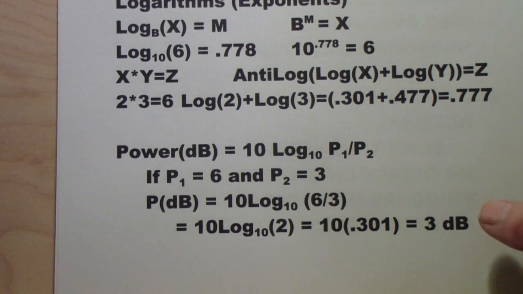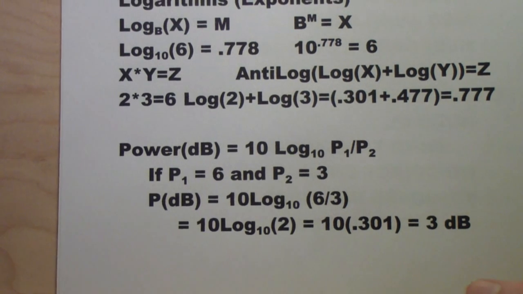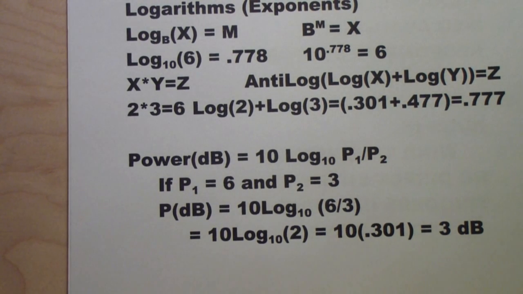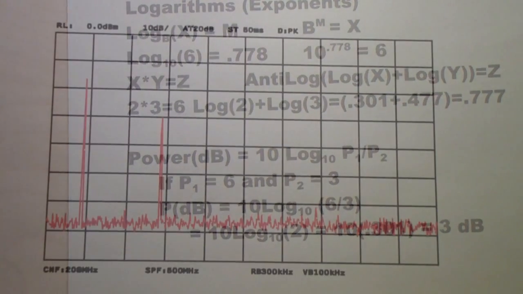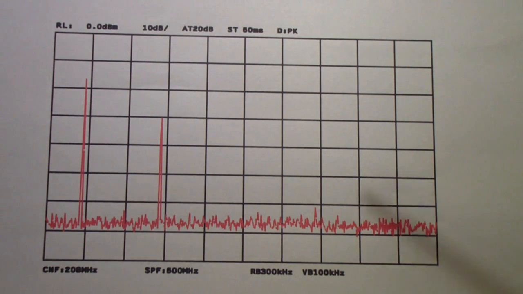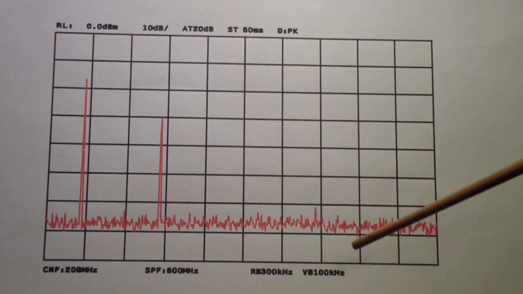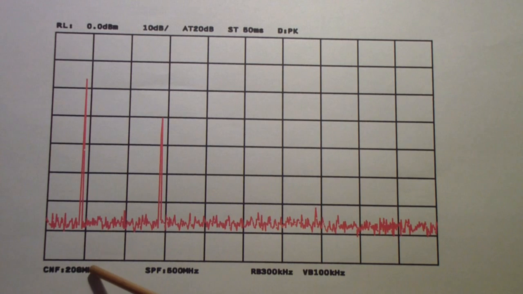Now that's a very common measure of power because it's a power ratio of 2. After you've worked with a spectrum analyzer for a while, you learn a few of these power ratios. You sort of memorize them. A power ratio of 2 to 1 is 3 dB. So now let's look at how some of these things are used in a spectrum analyzer. This is a printout from an Anritsu spectrum analyzer. Down in the left-hand corner is the center frequency, CNF. In this case, it's 208 megahertz.